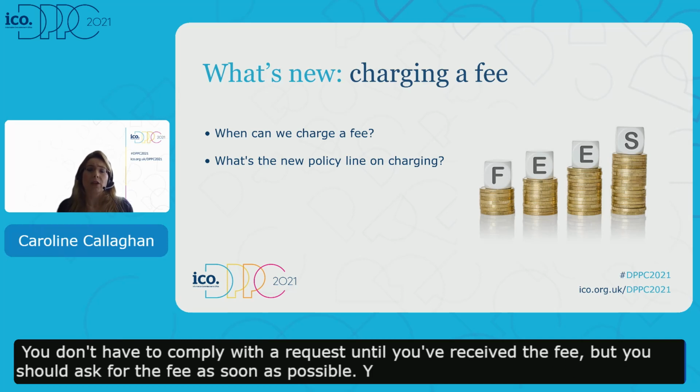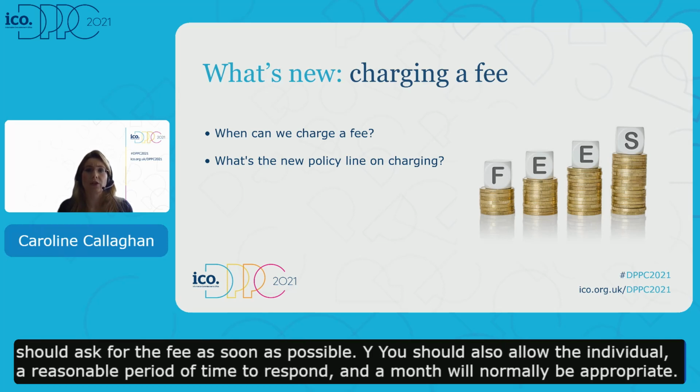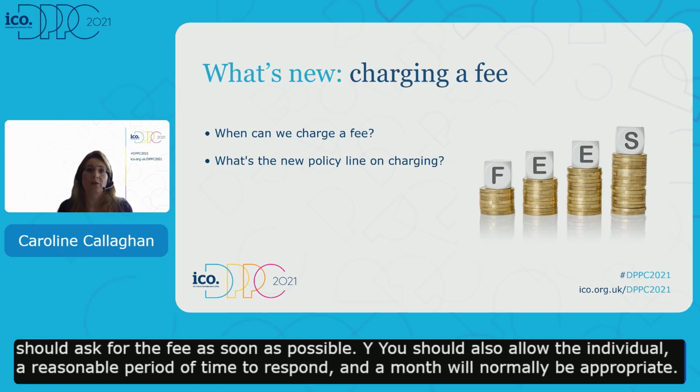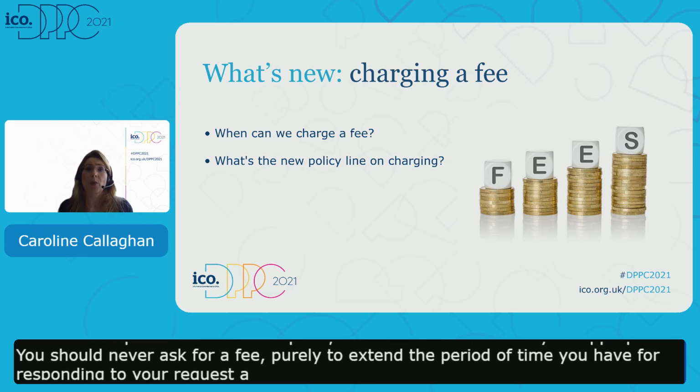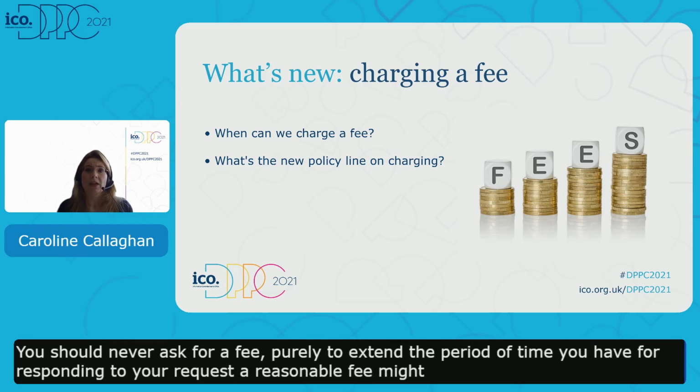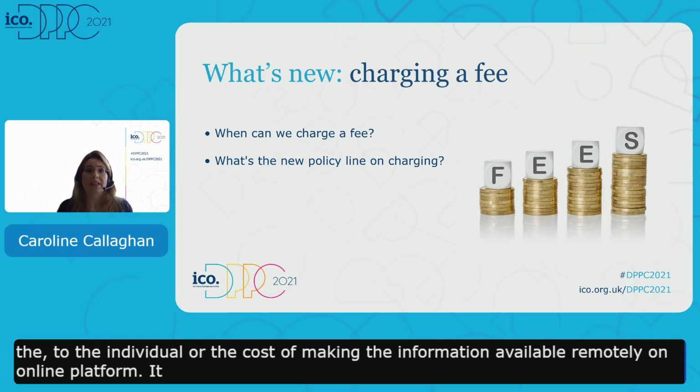A reasonable fee might include the cost of photocopying, printing, postage, or any other costs involved in transferring the information to the individual, or the costs of making the information available remotely on an online platform. It can also include costs of equipment and supplies. And our new policy line allows controllers to charge for the cost of staff time.